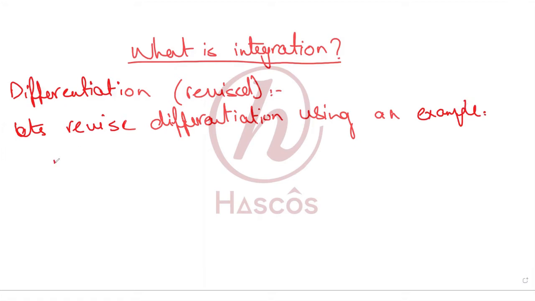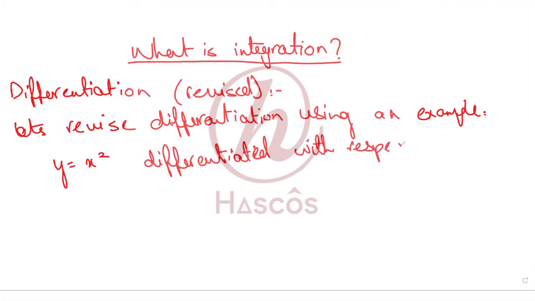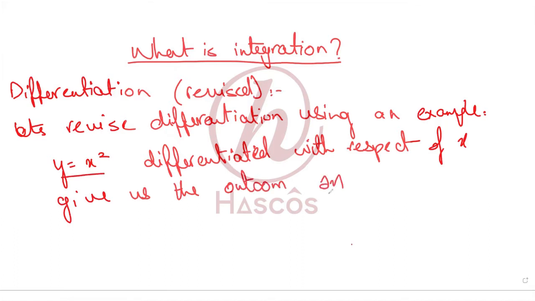Now, let's say we have y is equal to x square, and if that y is equal to x square is differentiated with respect to x, that will give us the outcome 2x. So this differentiated gives us the outcome 2x.